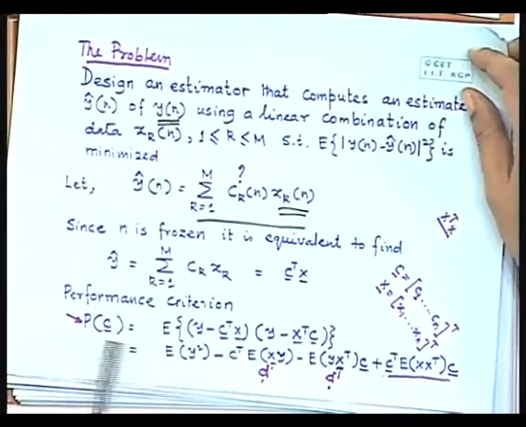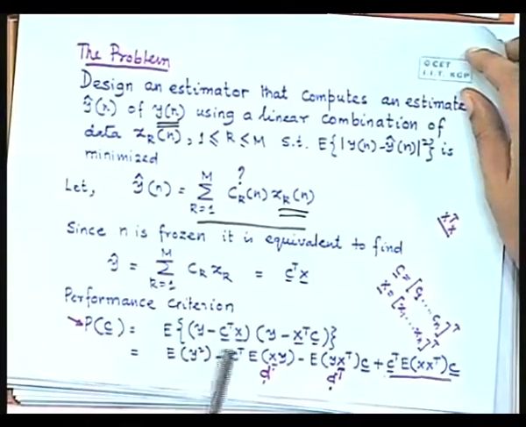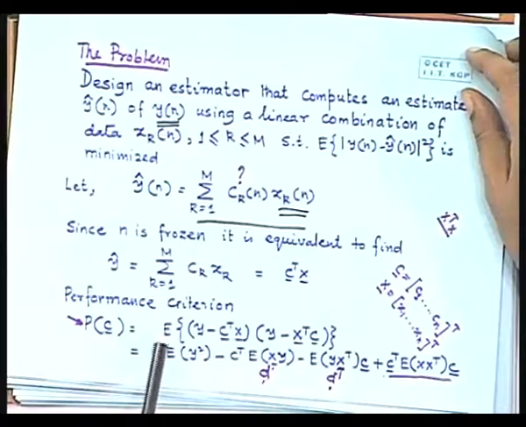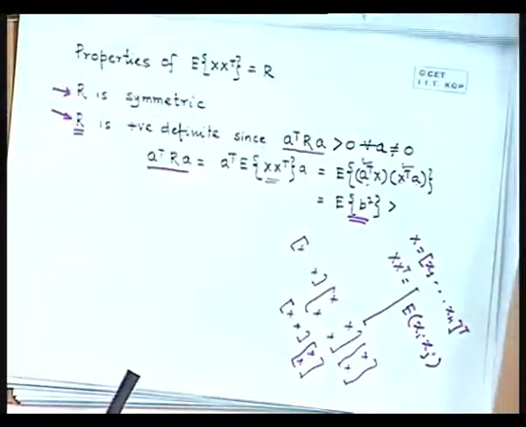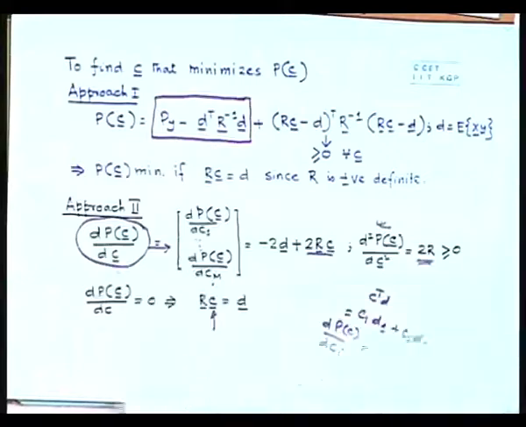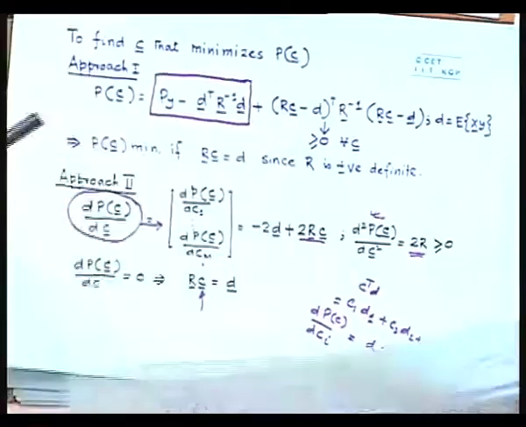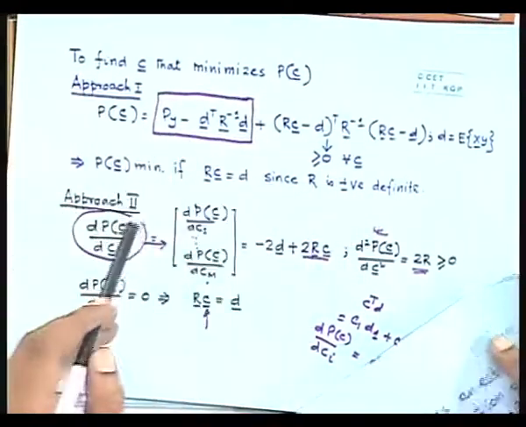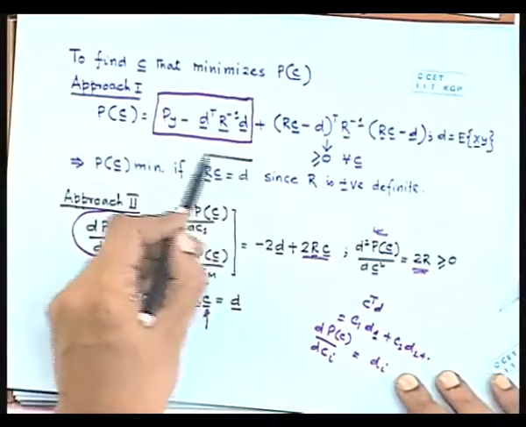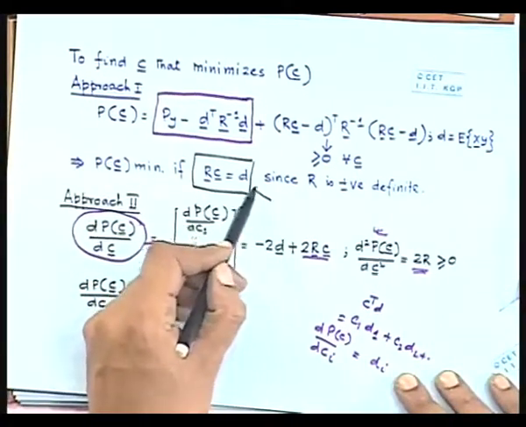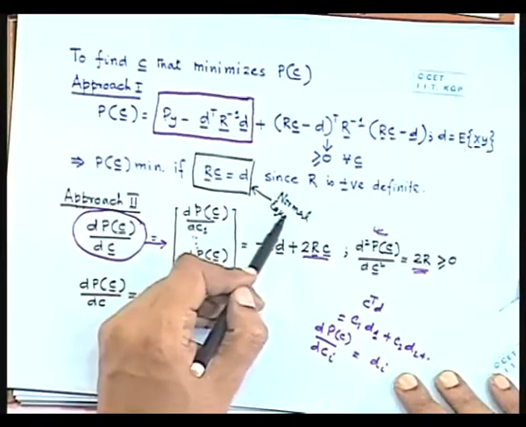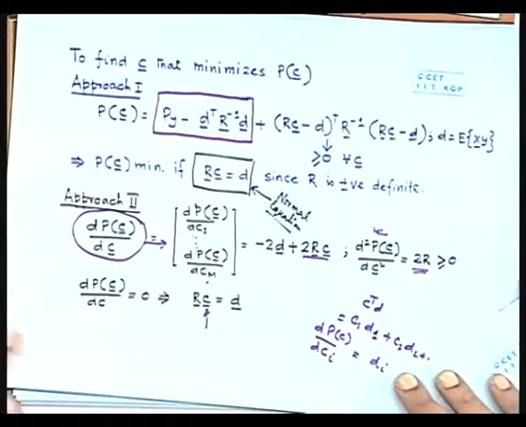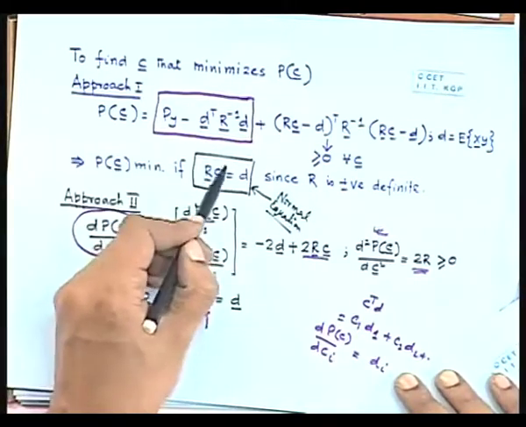So we wrote the performance criterion like this. See, this is the error. So the expectation of error transpose times error should be minimum. And then we found that this will be minimum if this equation is satisfied. This is sometimes called the normal equation, which you have to solve to get the optimal weight C.